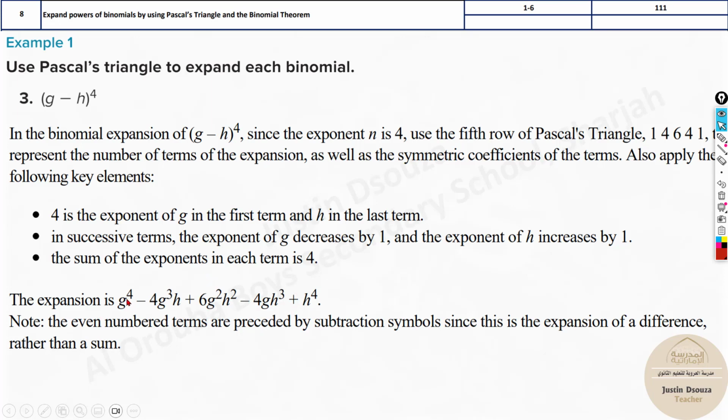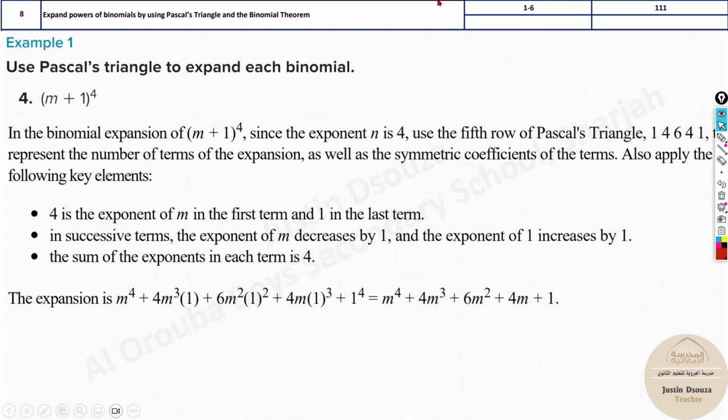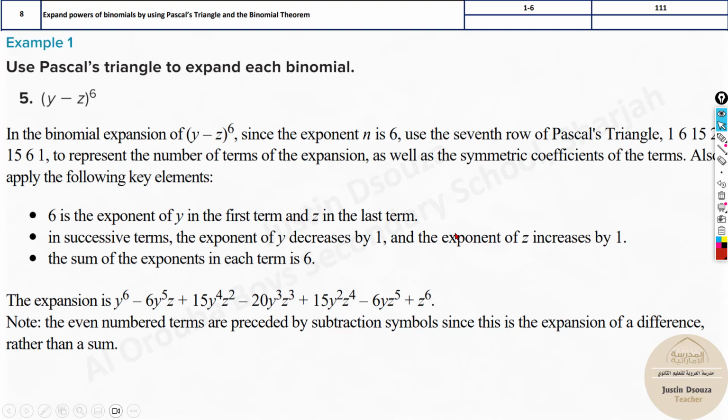Say for g power 4, minus, this will remain 4g cube h, because it's an odd power, there's a minus. Plus over here, it's an even power, positive, minus, and lastly positive. Please do try to solve by yourselves and then check the answers. They are very easy. So that's it.